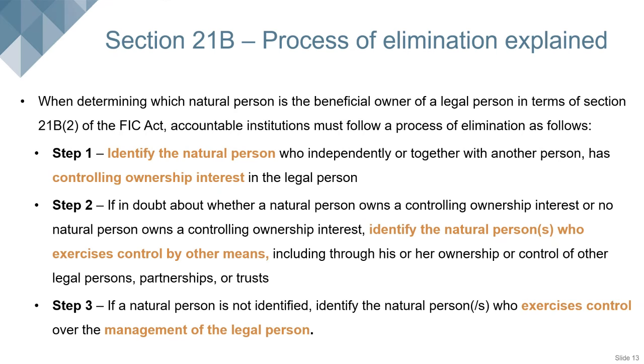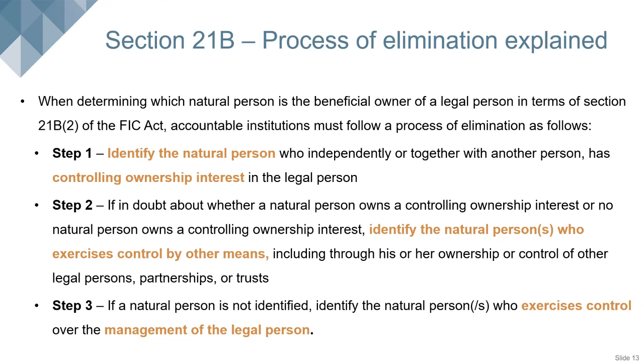So if you have doubts about whether a natural person owns the controlling ownership interest, or there is no natural person who owns the controlling ownership interest in your client, then you move to step 2 and you identify the natural person who exercises control by other means. And in PCC 59, there's a non-exhaustive list of what control through other means looks like. So what could it entail? So it could be through a nominee arrangement, it could be through a power of attorney, so it could be through various other legal instruments that they're exercising control over your client, either a legal person, a partnership, or a trust.